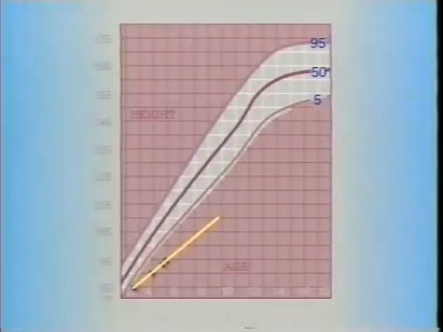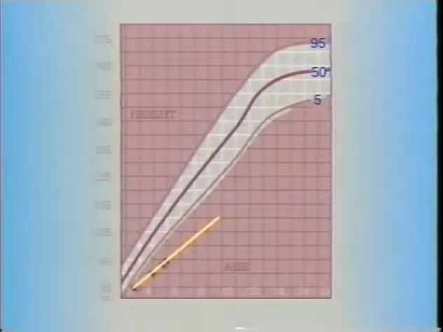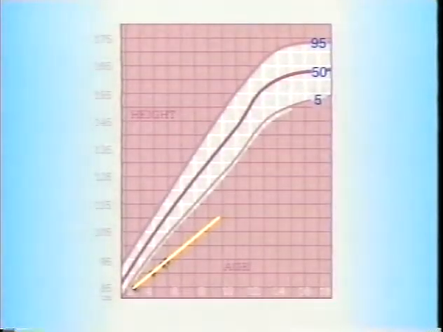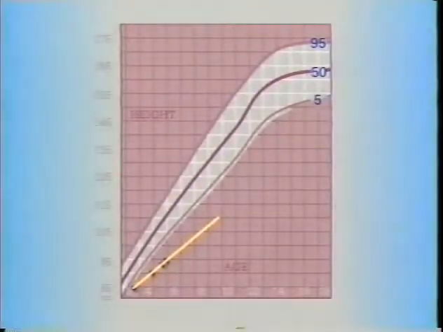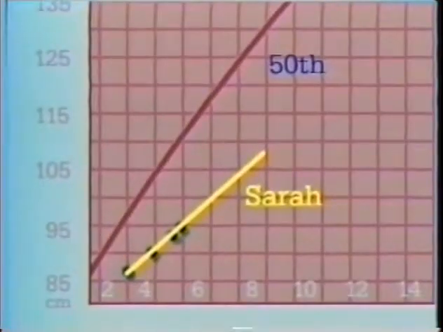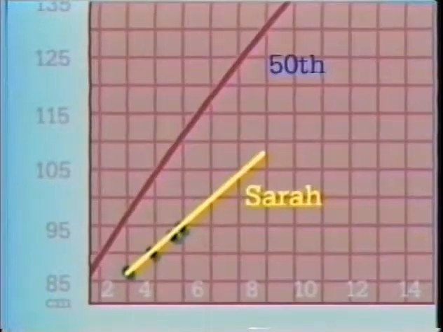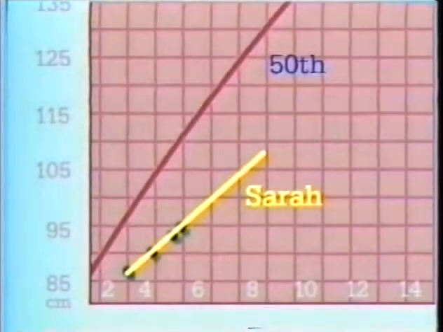We can see that the line representing Sarah's growth is unusual in 2 respects. First, it falls well below the normal range. This means Sarah is short for her age, which is not in itself a cause for alarm. The real problem with Sarah's growth line is that it's less steep than normal. The steepness of a line shows the rate of growth, how much a child grows in a given period. Steep lines show fast growth, while shallow lines show slow growth.